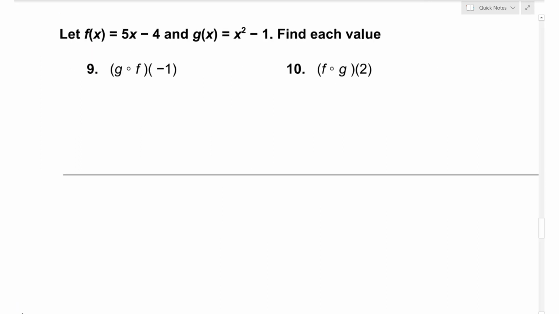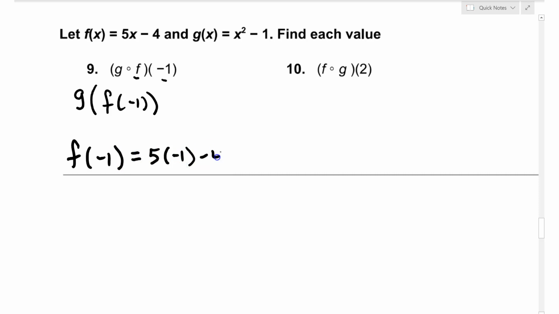Let f of x equal 5x minus 4 and g of x equals x squared minus 1. So we need to find g, and then the input is f of negative 1. So we have g of f of negative 1. We have to evaluate f of negative 1. So we have 5 times negative 1 minus 4. 5 times negative 1 is negative 5, minus 4 gives you negative 9.